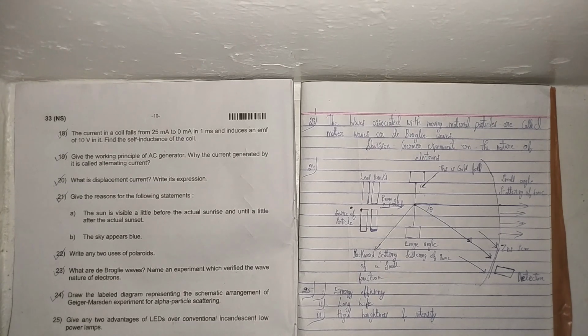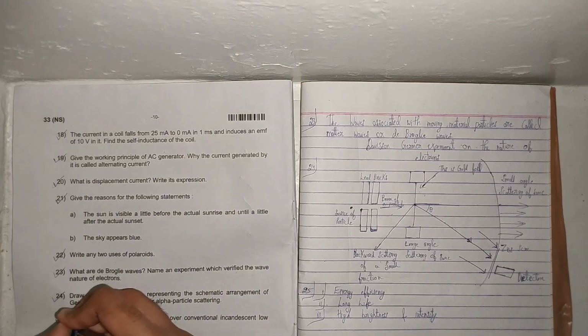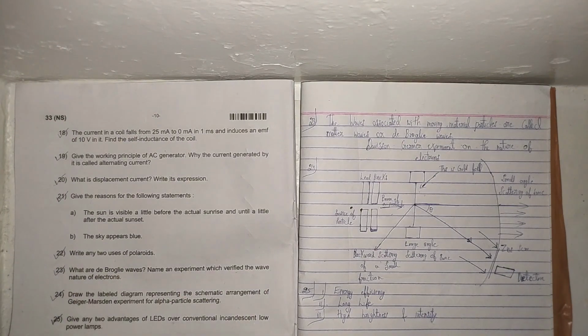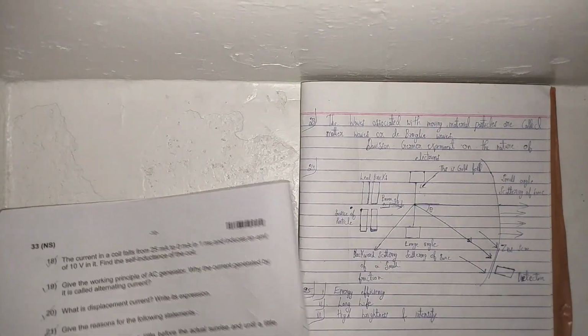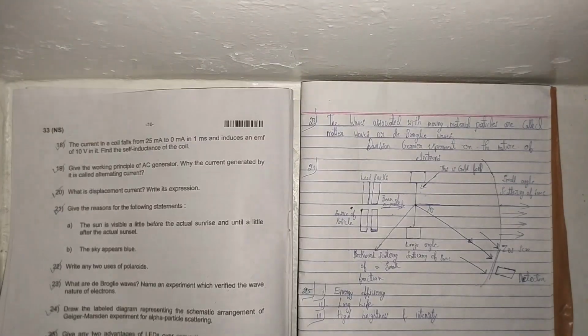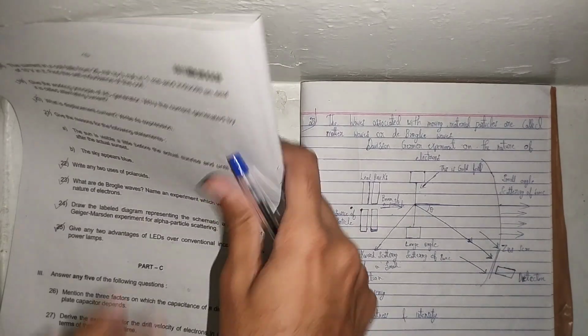We can write. So question number 25 is done. By this, all part B questions are done. So now we have to move to our next part, that is part C questions.